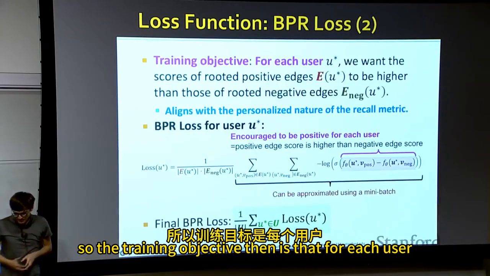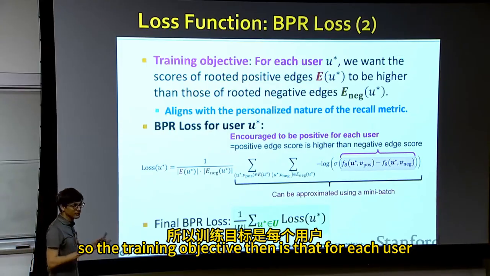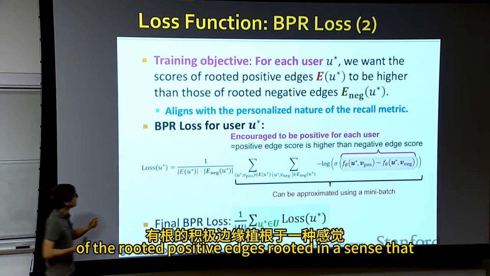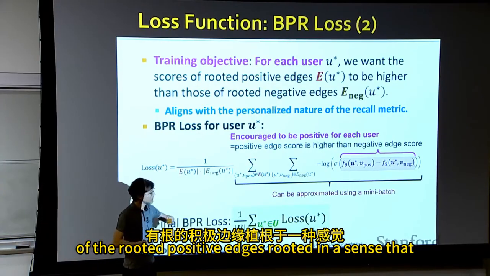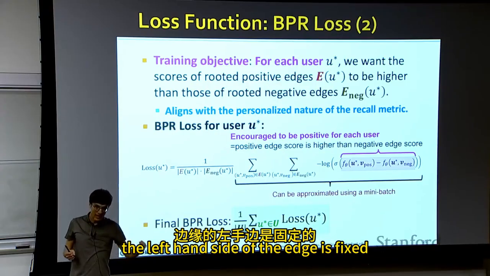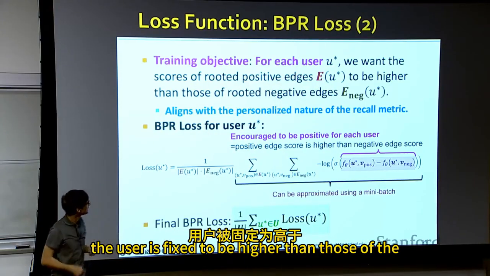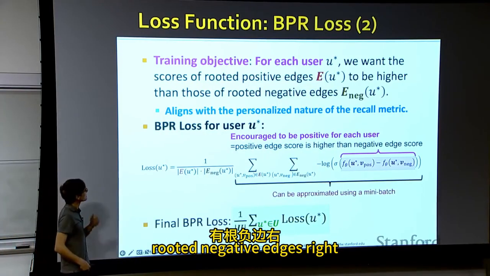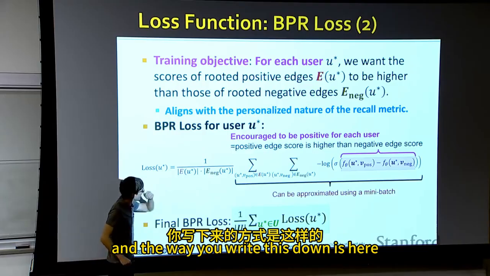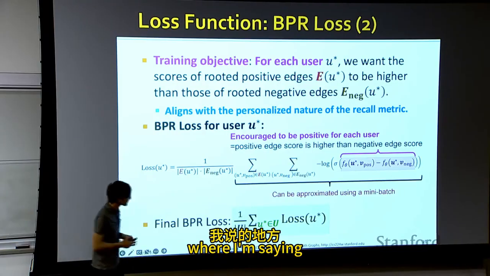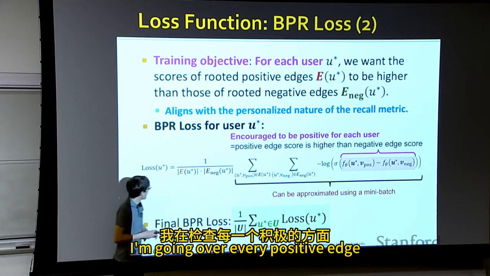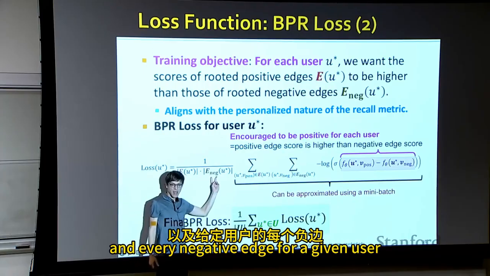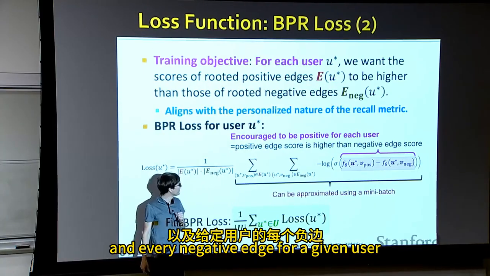Okay? So the training objective then is that for each user u*, we want scores of the rooted positive edges, rooted in the sense that the left-hand side of the edge, the user, is fixed, to be higher than those of the rooted negative edges, right? And the way you write this down is here, where I'm going over every positive edge and every negative edge for a given user.